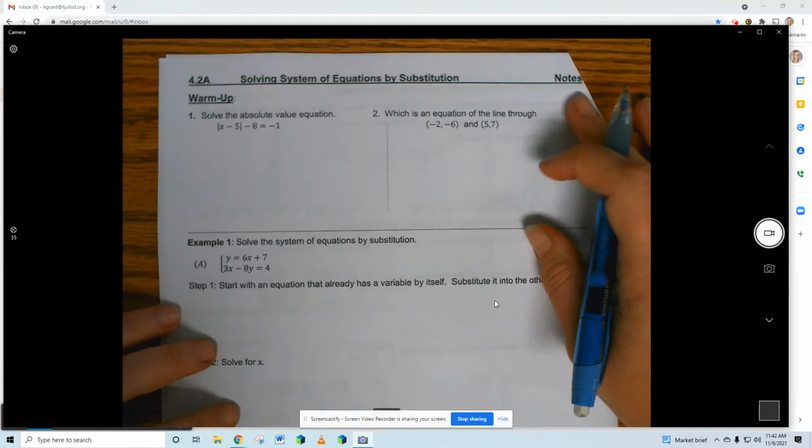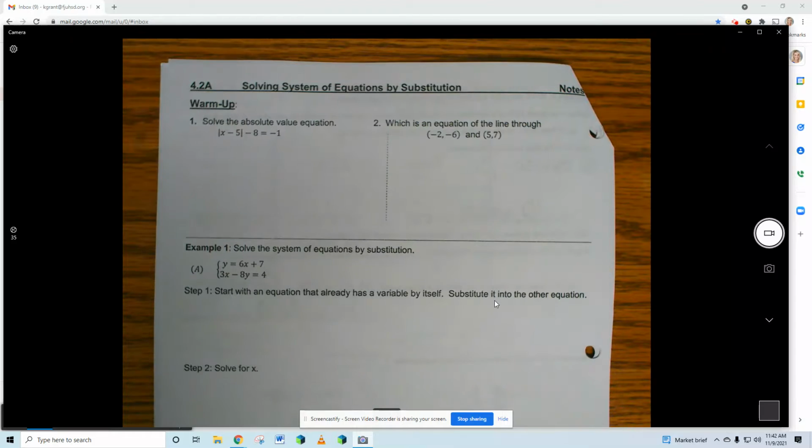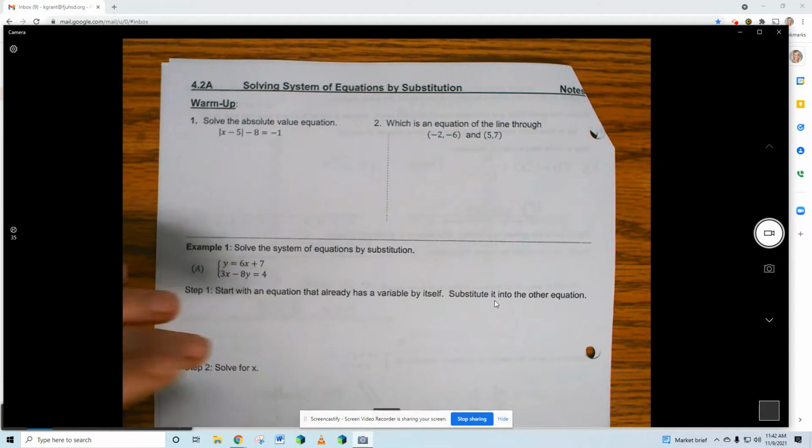We are doing 4.2a today. I combined 4.1 into one day yesterday. So we are solving systems of equations by substitution. So yes, let's talk about a recap of yesterday.